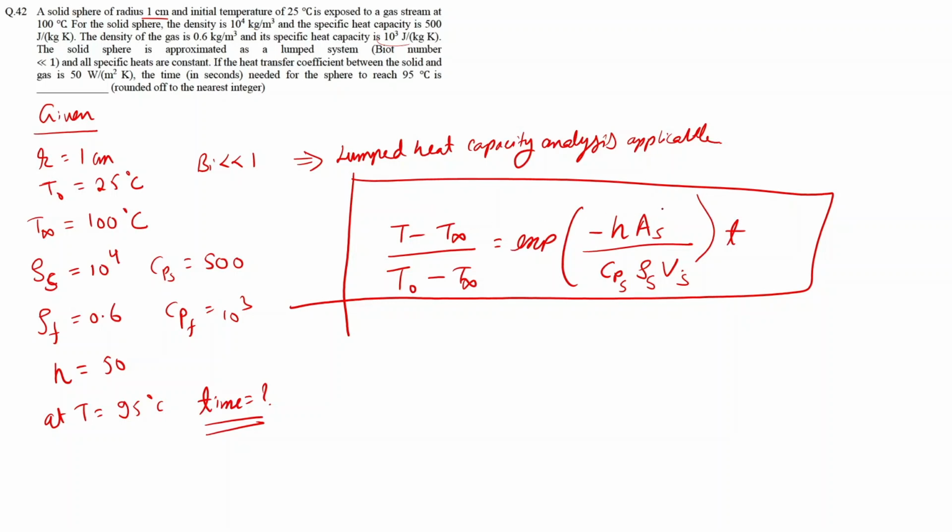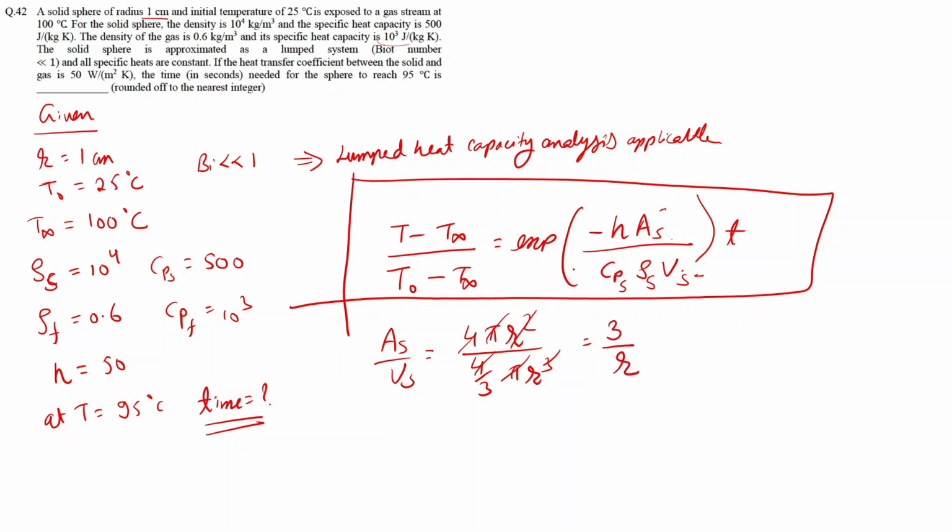Okay, so let's just calculate first this term, As upon Vs over here. So the surface area of the sphere will be 4 pi r square, whereas the volume of the sphere will be 4 by 3 pi r cube. This will get cancelled out, and this will be equal to 3 upon r.